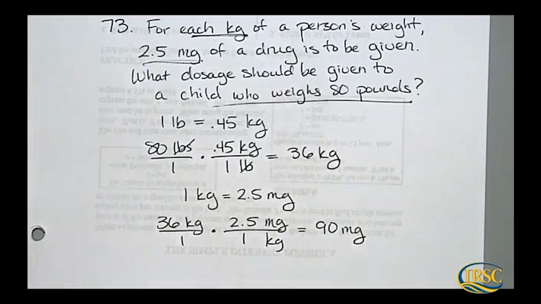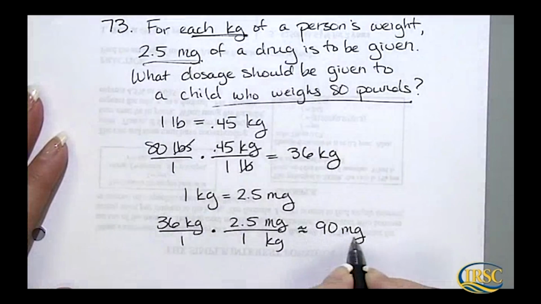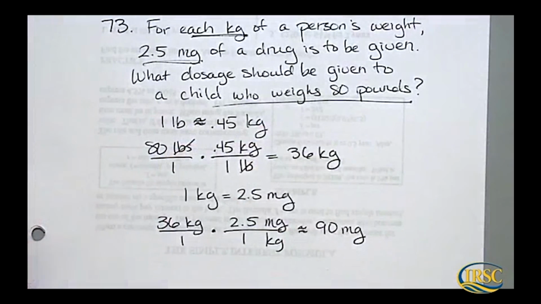exactly. Now technically this is an approximated amount because our original conversion was approximate. It was approximately 0.45 kilograms. So if you see that squiggly equal sign, it means it's not exact because the conversion we used wasn't exact.